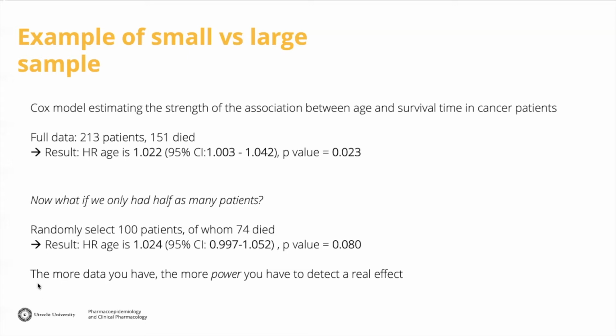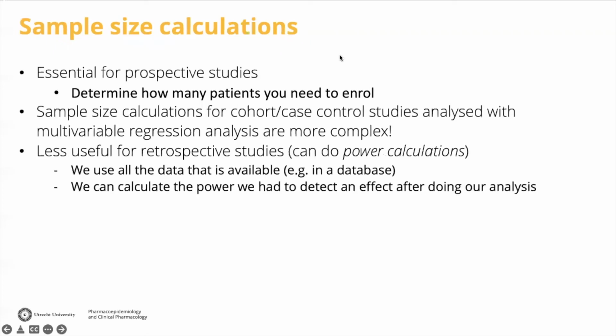So overall, the more data you have, the more power you have to detect a real difference. Sample size calculations are typically essential for prospective studies. This includes randomized controlled trials and prospective observational studies, because you actually have to determine how many patients you need to enroll in the study and how long the study has to go on for.